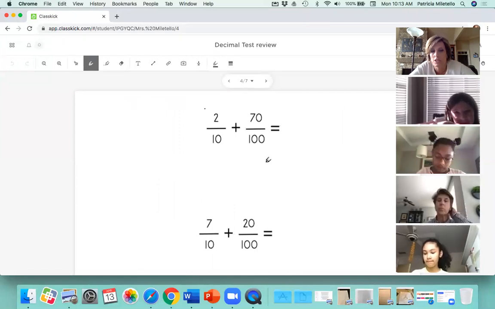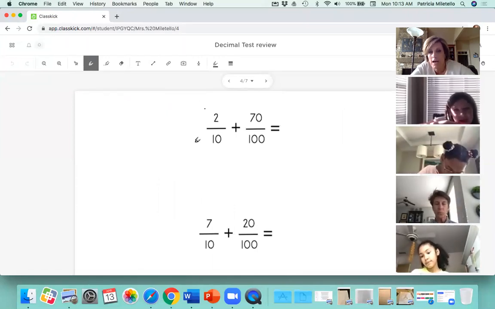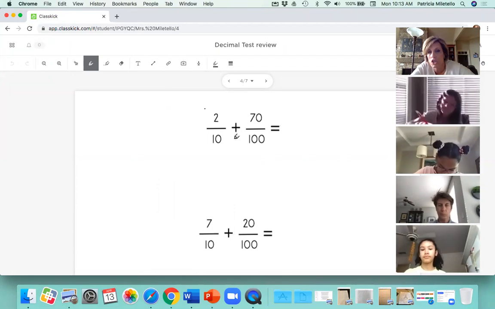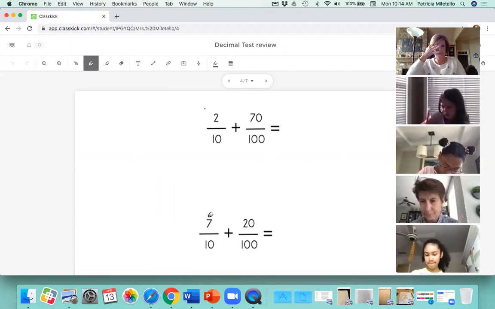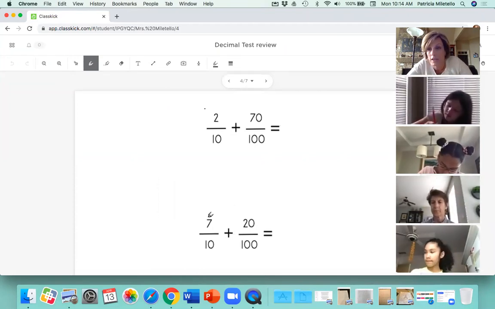Here we go, some more addition. And again, they're not matched up, so you have to change them. You can change them both to tenths maybe, or you can change them both to 100ths. Usually it's easier to change them to hundredths, but it's up to you. When you have an answer, you can show me your page.